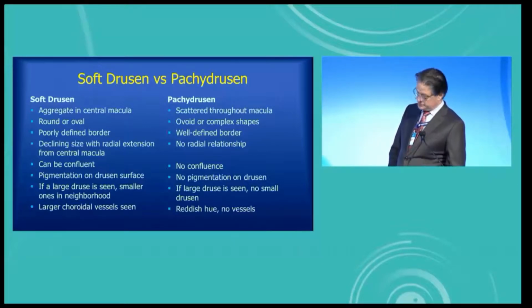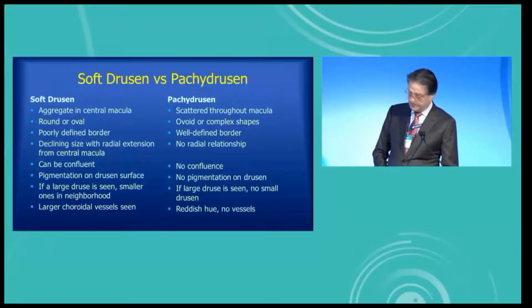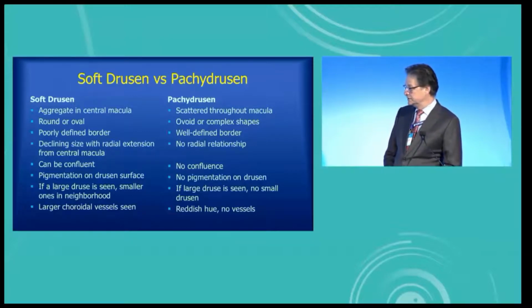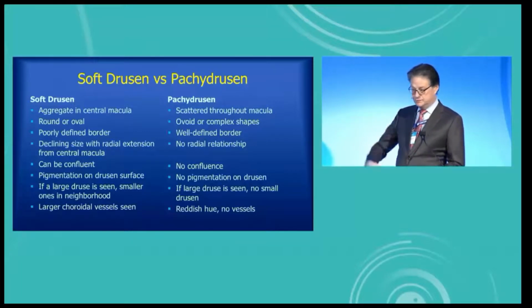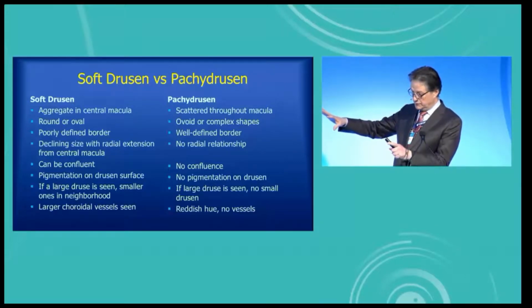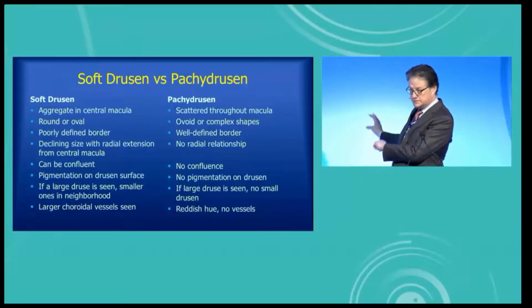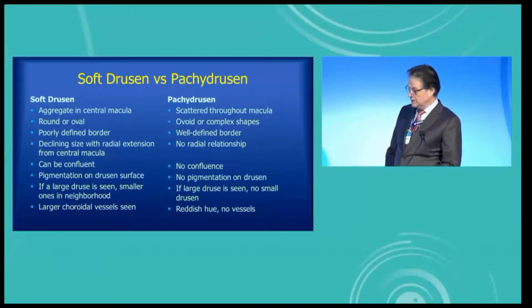The regular soft Drusen decline in size as you get away from the center part of the macula. There's no radial relationship here. Soft Drusen can become confluent. Pachydrusen not so much. And soft Drusen can have pigmentation on their surface. There's no pigmentation for these Pachydrusen. If you see a big soft Drusen, usually in the area, there's going to be some smaller ones. Pachydrusen, not so much, right? They're just sitting there isolated by themselves. And the background choroid, you see choroidal blood vessels with soft Drusen. Pachydrusen, you don't usually see that. You got that stuff? Yes?